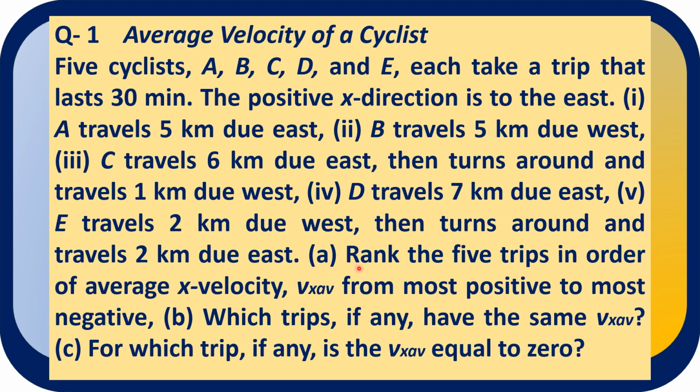Question letter A. Rank the 5 trips in order of average x velocity from the most positive to the most negative. Question letter B. Which trips, if any, have the same average x velocity? And question letter C. For which trip, if any, is the average x velocity equal to 0?